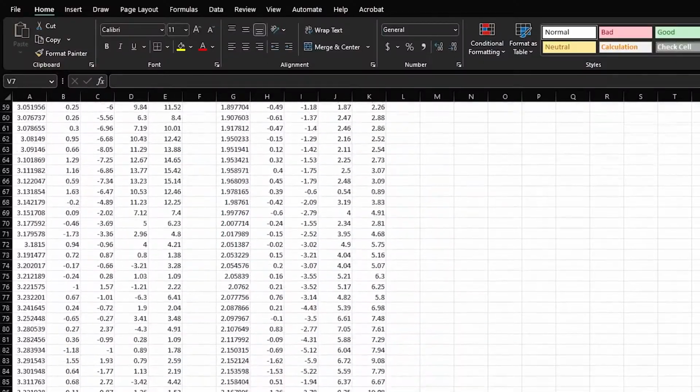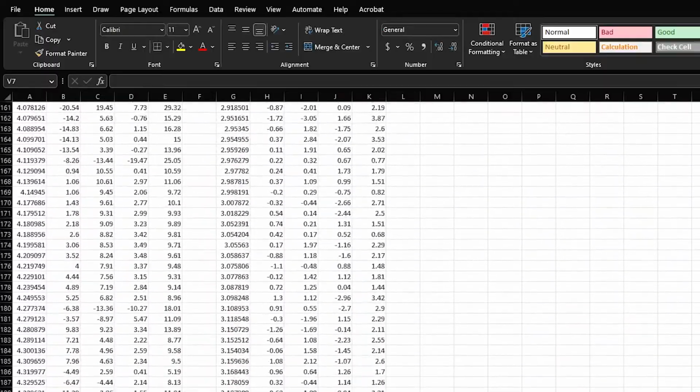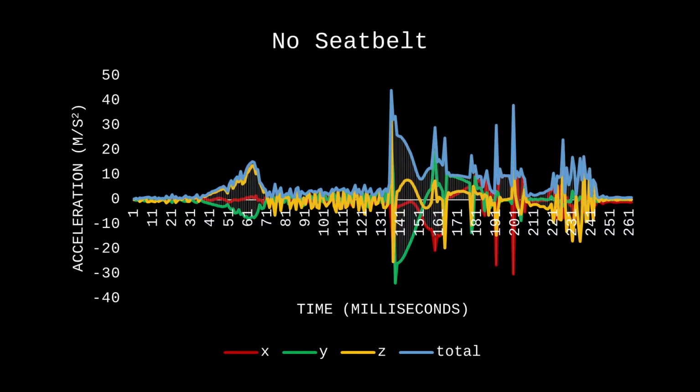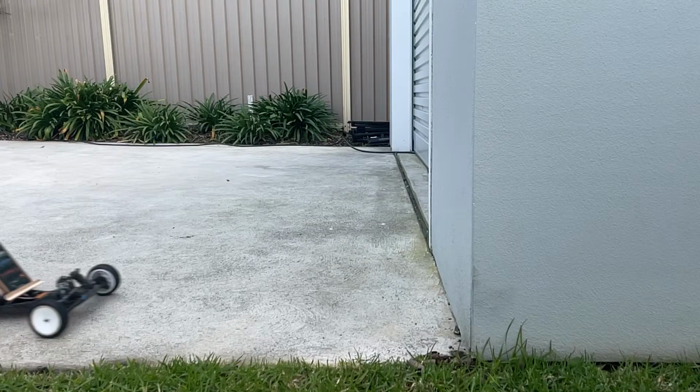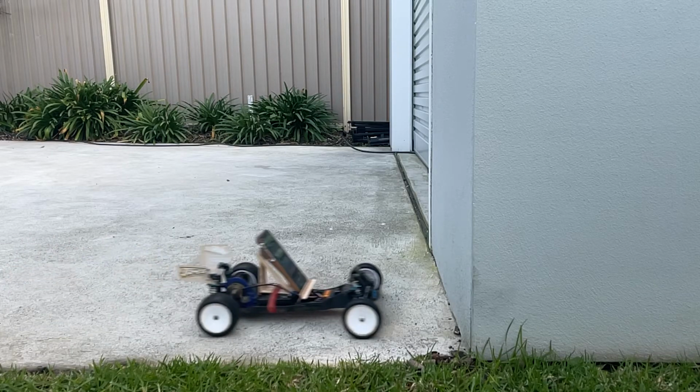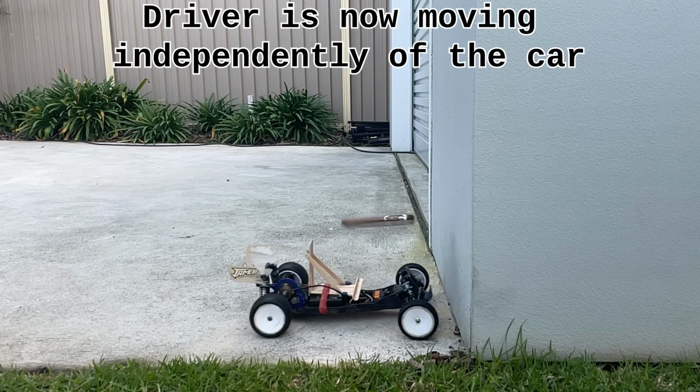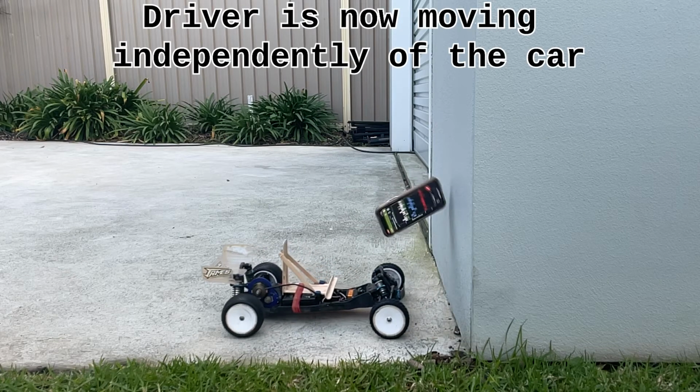We can now use the accelerometer data from the phone to view its acceleration. Without a seatbelt, the driver accelerates up to 44.15 meters a second. This is because when not wearing a seatbelt, if the car came to an abrupt halt, you will continue traveling at the same velocity independent of the vehicle.